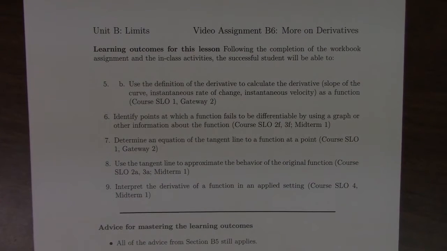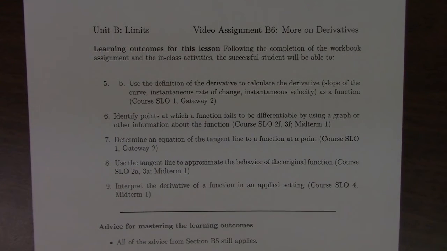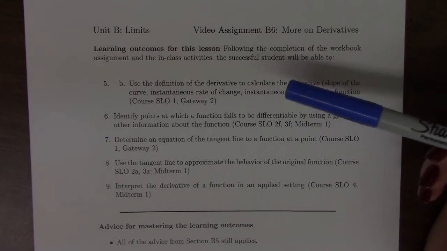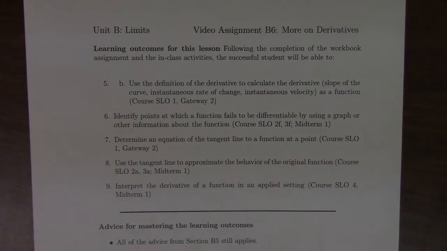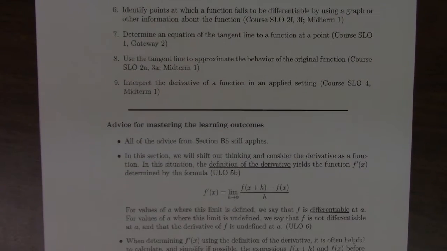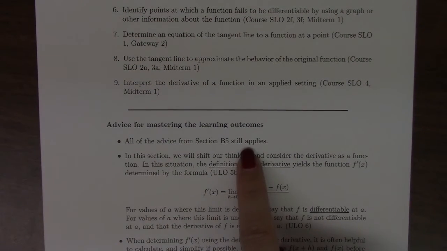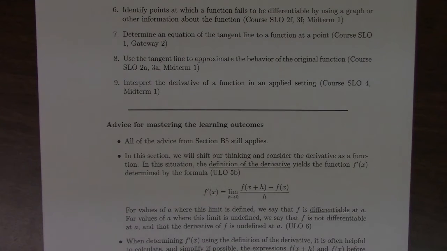In today's assignment, we're going to continue working with the derivative, and the learning outcomes haven't really changed from B5. And if we look at the advice for this section, you'll see all of the advice from B5 still applies. But the big difference between what we did in B5 and B6 is we looked at derivatives at specific locations. So we were coming out with one finite answer, so the slope of the tangent line at a specific spot.